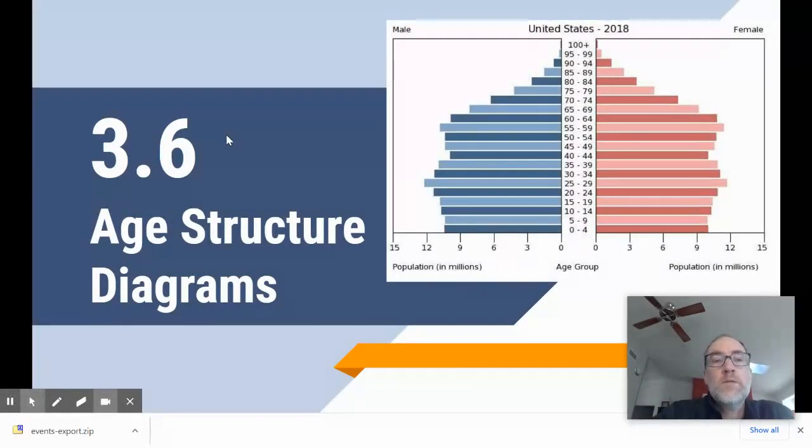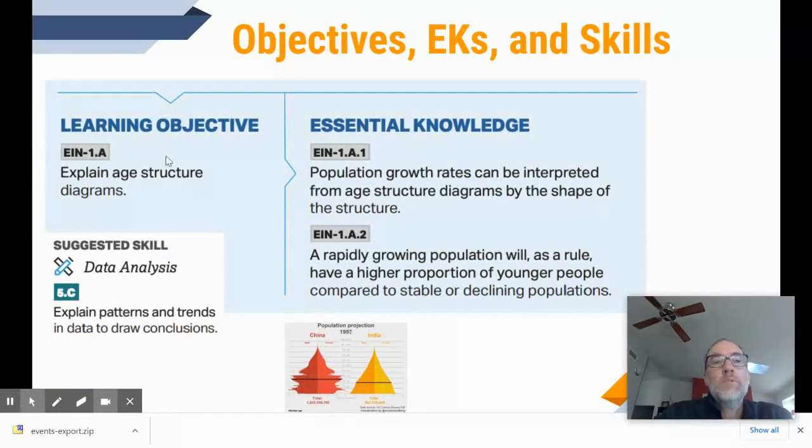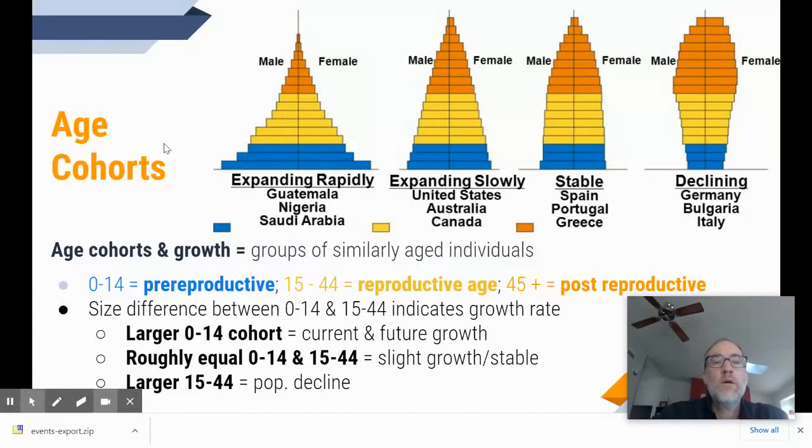Okay, so to begin with, 3.6 age structure diagrams. Our objective is to look at those diagrams and be able to interpret them based on their shape, and also to be able to look at some of the data and make some conclusions. So here are some age cohorts. You should pretty easily be able to distinguish between countries that are expanding rapidly, slowly, stable, and declining. You should also be able to see that these bars represent different groups of people based on their age. So we call 0 to 14 the pre-reproductive age, 15 to 44 reproductive, and 45 plus post-reproductive.